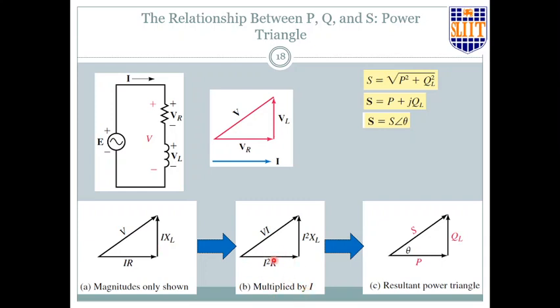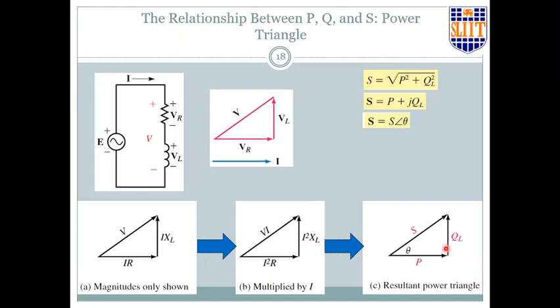Now what is this? Can anyone tell me? That is I squared R. I squared R is the P, the real power. What about this one? That's I squared XL, the inductive reactive power, QL. What about this? We just looked at it. VI. VI is the apparent power. So this forms the power triangle for the RL circuit.